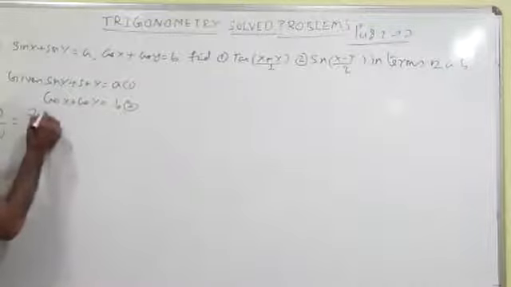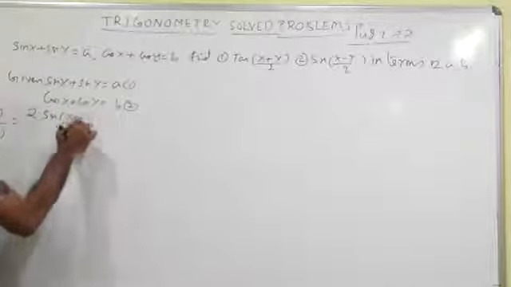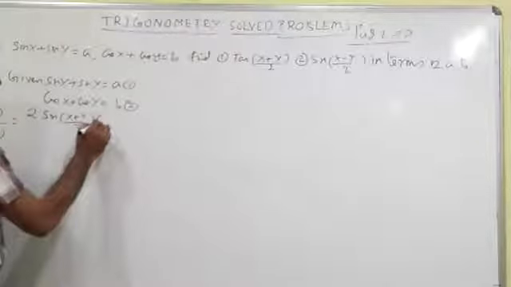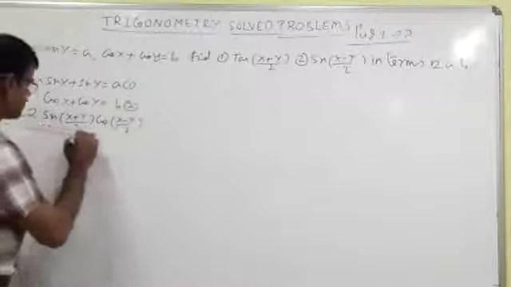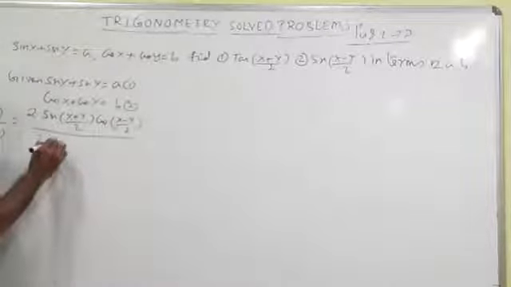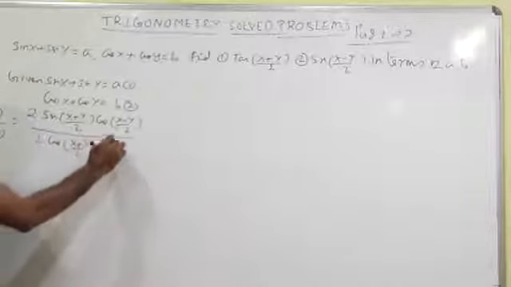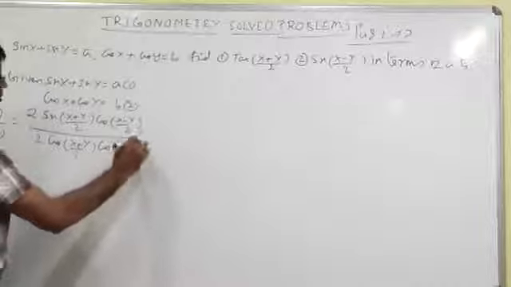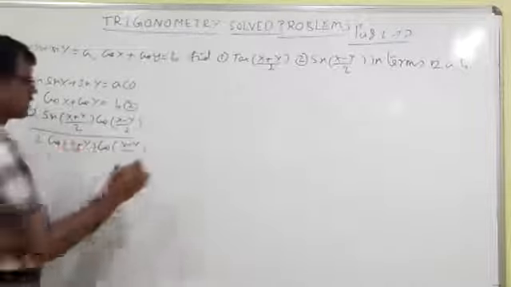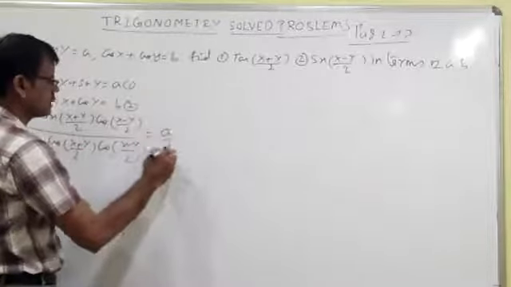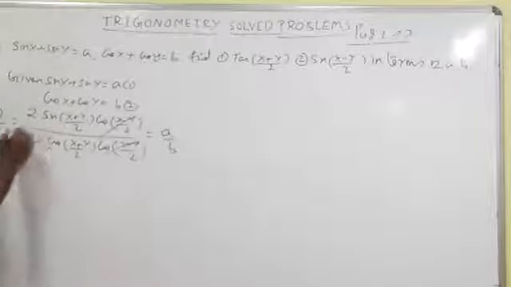You need to remember the formula. So 2 sin of (x plus y) by 2 into cos of (x minus y) by 2, whole divided by cos c plus cos d, whose formula is 2 cos of (c plus d) by 2 into cos of (c minus d) by 2. So this is 2 cos of (x plus y) by 2 into cos of (x minus y) by 2, equal to a by b. Here the cos of (x minus y) by 2 terms got cancelled, and the 2 got cancelled.